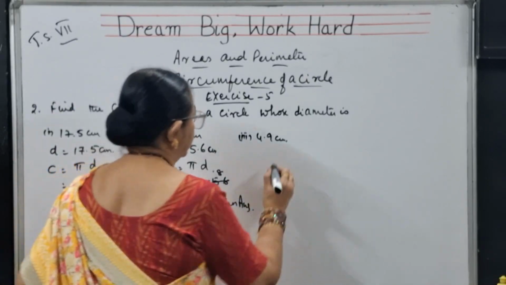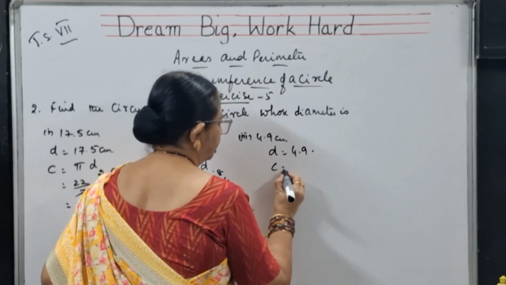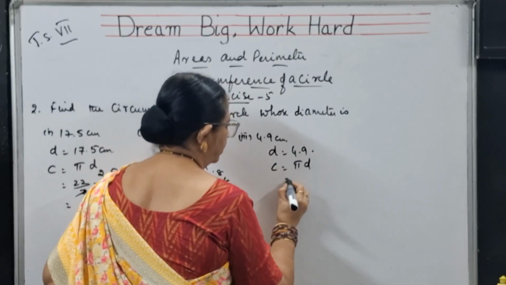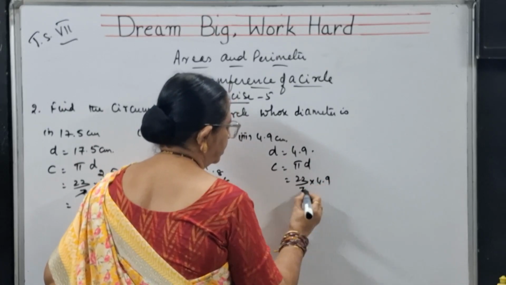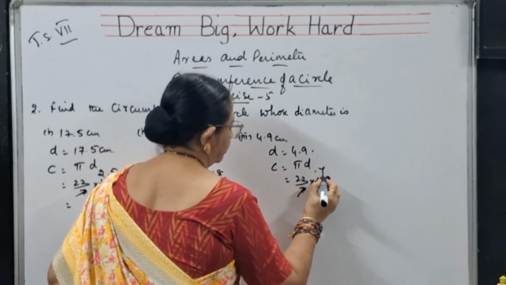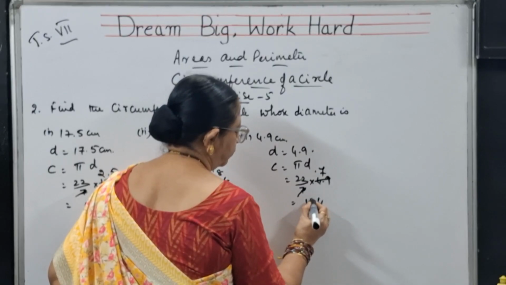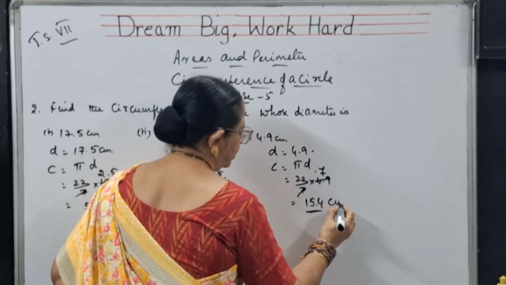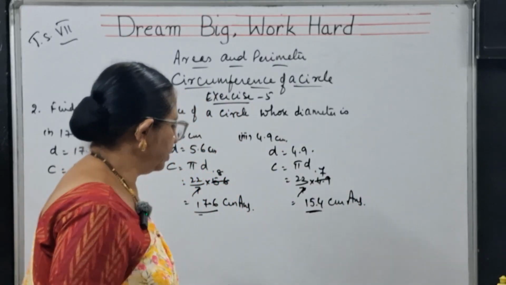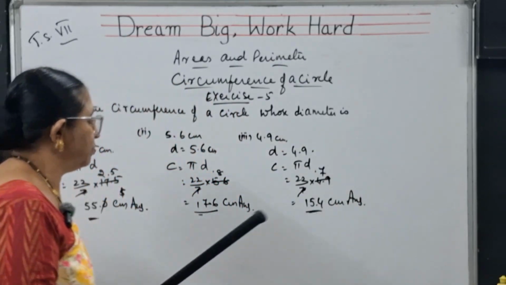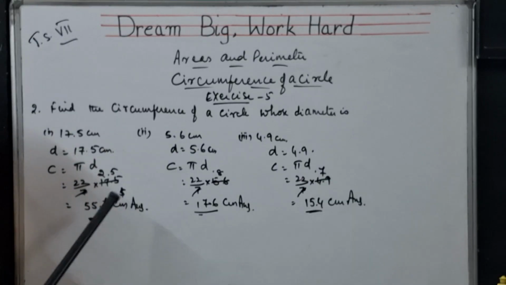And the third, d is 4.9. So circumference is pi into d, 22 by 7 into 4.9. 7 sevens are 49, so 0.7. 7 twos are 14, 14 1 15. 15.4 centimeters is the answer for this problem, children. Very, very simple sums, children. If you concentratedly listen, you will get it.